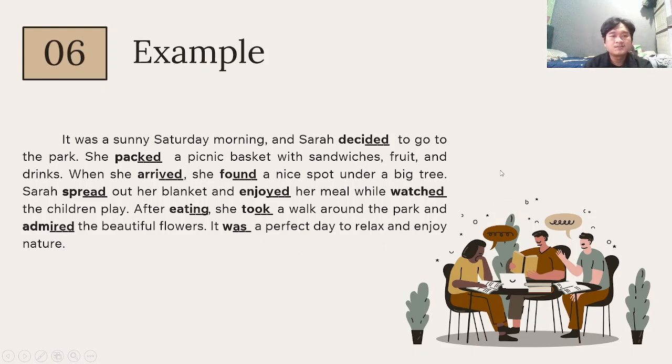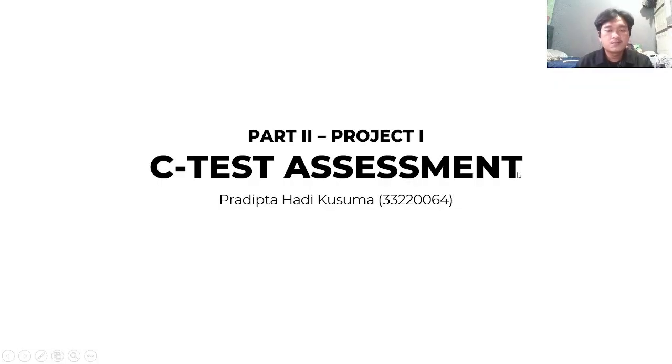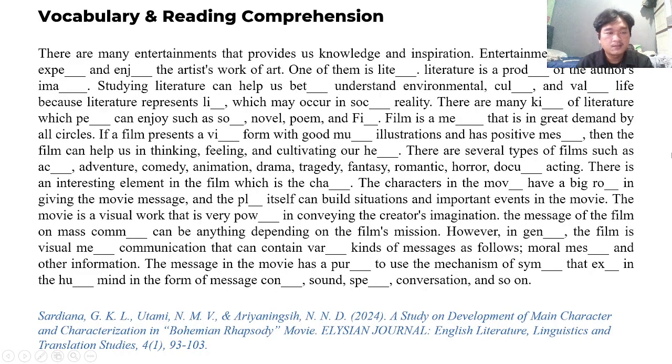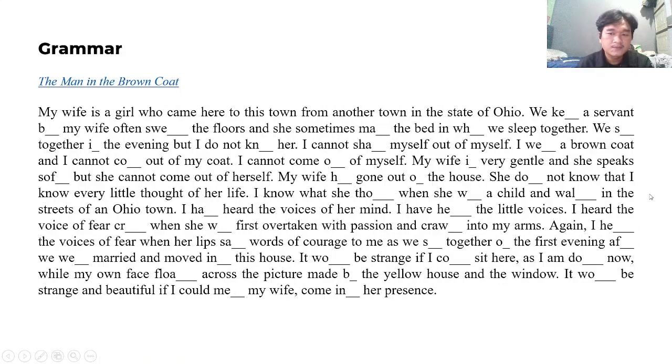Okay, I think it's the end for part 1, and I will move on to part 2. Okay, for part 2 in project 1, I will make a scenario for C-test assessment. I will make 2 texts. The first text consists of vocabulary and reading comprehension. I omitted the vocabulary words. This is the text and this is the source.